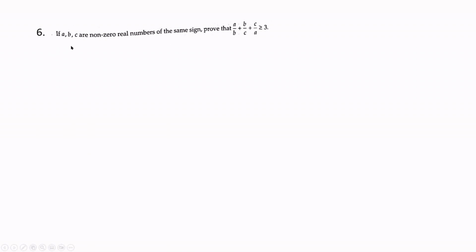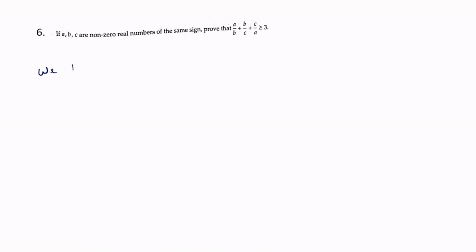Next question, if a, b, c are non-zero real numbers of the same sign, prove that a by b plus b by c plus c by a is greater than or equal to 3. So here we can see that a, b and c are all non-zero real numbers of the same sign. So we can consider the numbers a by b, b by c and c by a as positive real numbers because they are of the same sign. If we have minus a by minus b, it becomes a by b. Similarly, minus b by minus c becomes b by c, and minus c by minus a becomes c by a.